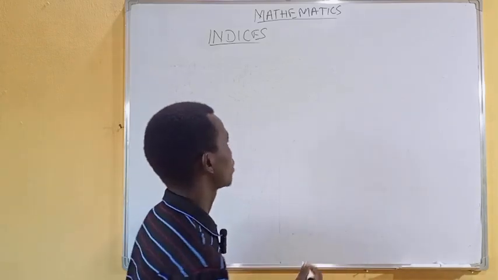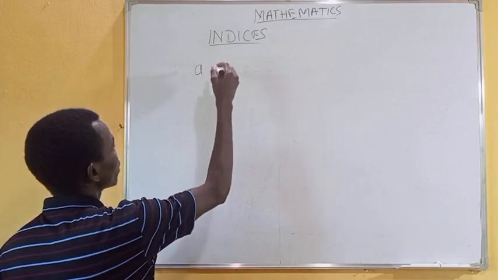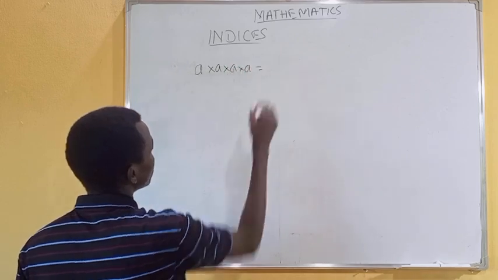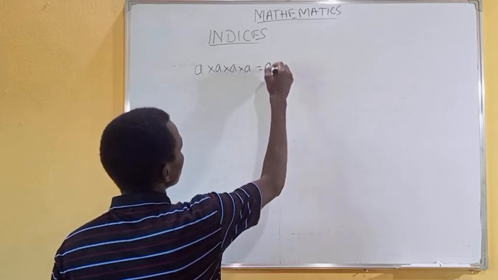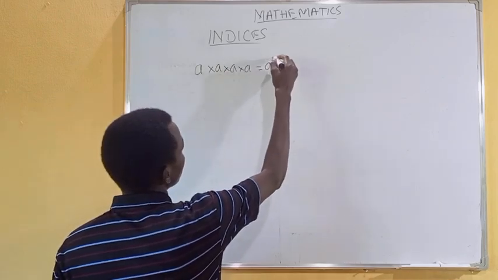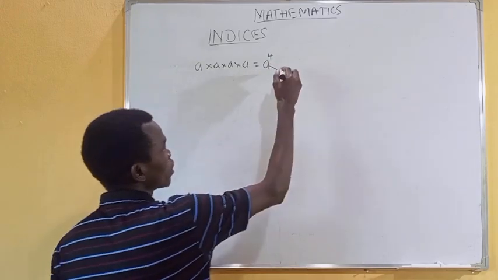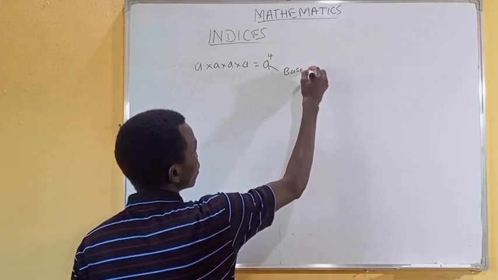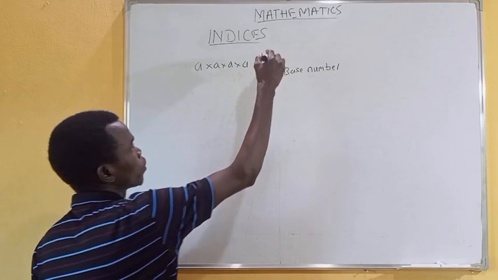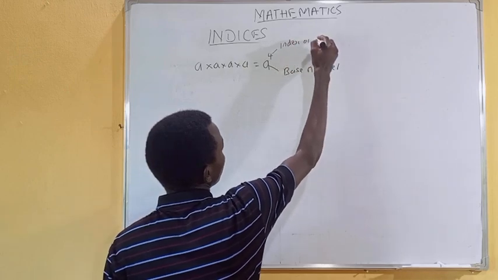Let's say, for example, if a number a is multiplied by the same number a severally, the indices will be a raised to power the total number of multiplication, 1, 2, 3, 4, which is 4. And in indices, this number a is known as the base number, while the power 4, we call it index or power.